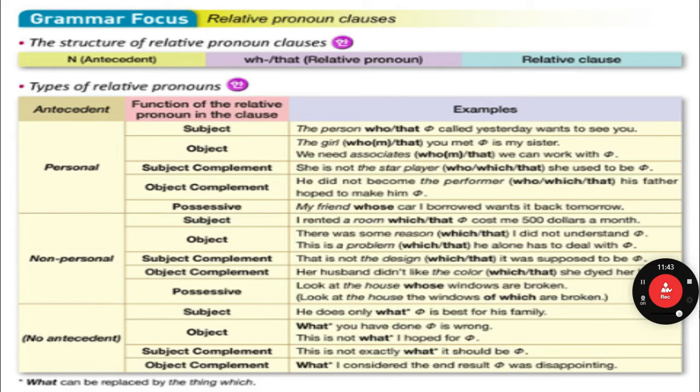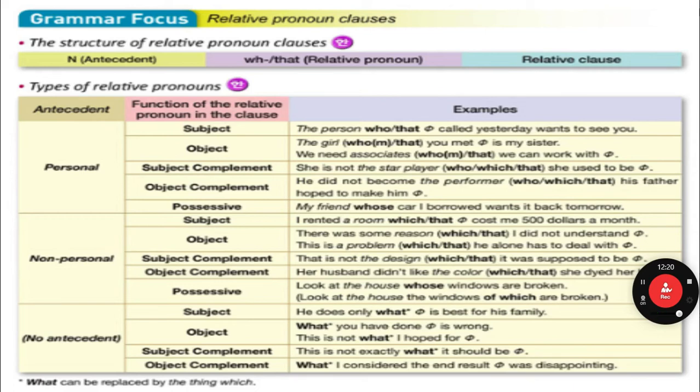Subject complement. She's not the star player who she used to be. She is not the star player which she used to be. She is not the star player that she used to be. You can use any of those: who, which, or that. Object complement. He did not become the performer that his father hoped to make him. He did not become the performer who his father hoped to make him. He did not become the performer which his father hoped to make him.